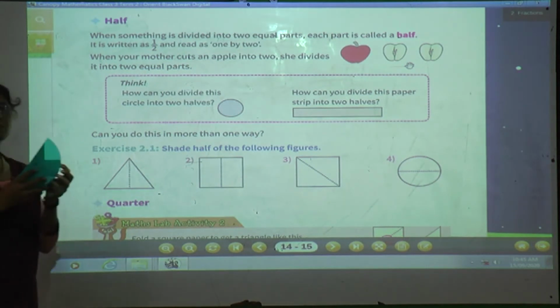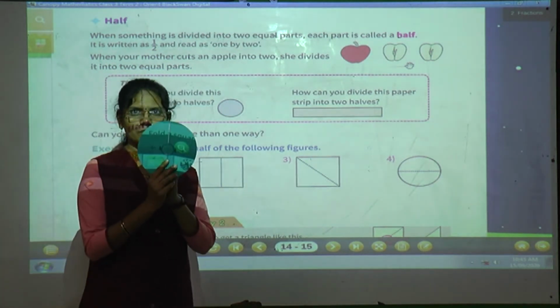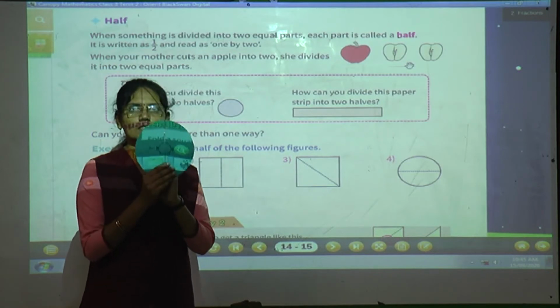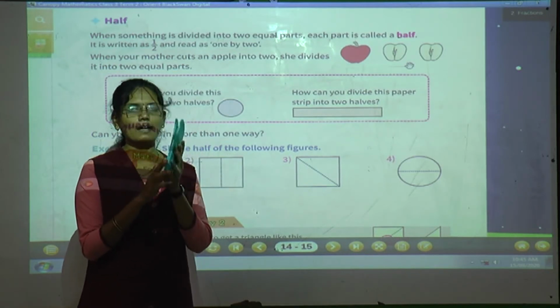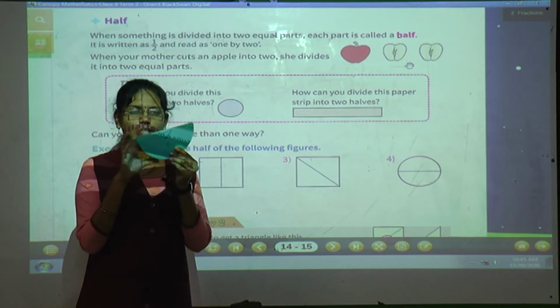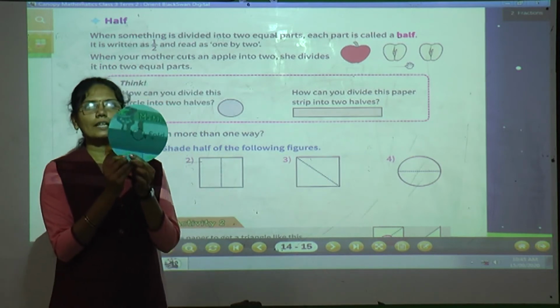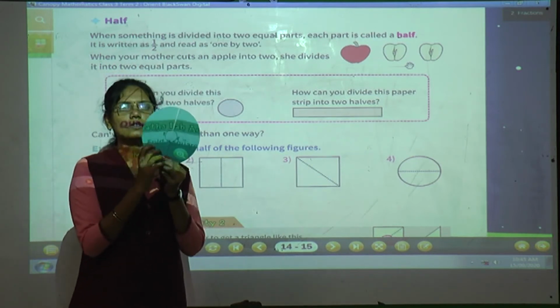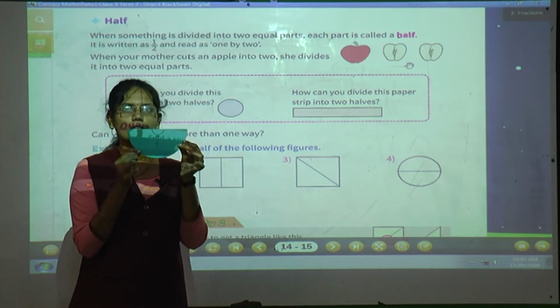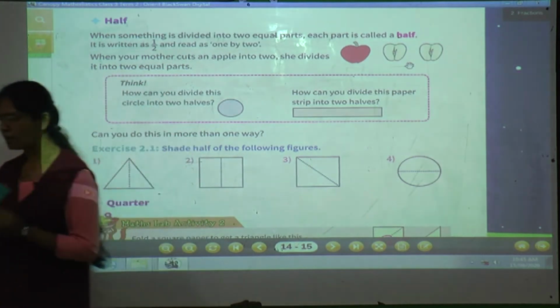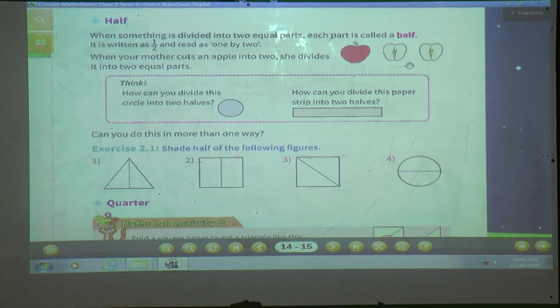Now in this way, if we divide this circle, sorry, not square, this circle, into two equal parts, then each part is called a half. When we divide this circle from the center, we get two equal parts, and each part is called a half. So half means, when something is divided into two equal parts, each part is called a half. Here it is written as 1/2. How to read this? 1/2.